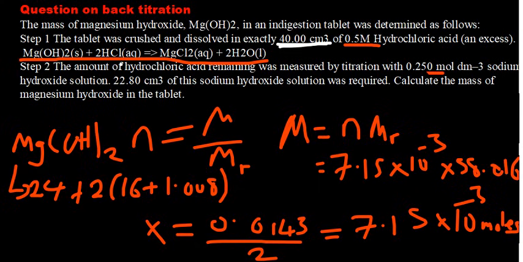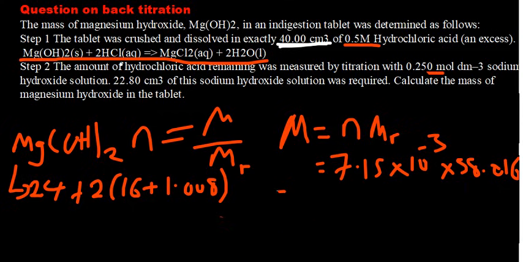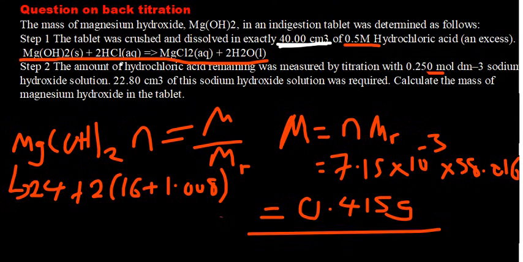So our mass is going to be, let me just create some space down here, determined by the product. After doing your calculations there, you find that the mass is going to be 0.415 grams. Okay, so that's it about back titration.